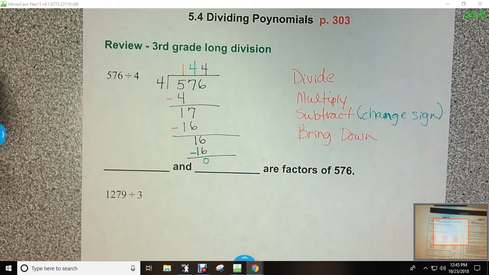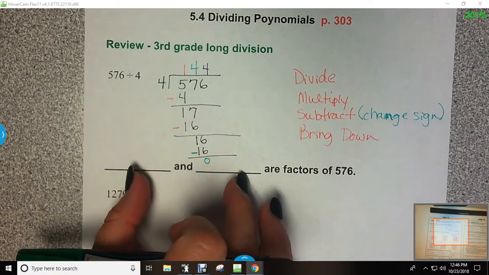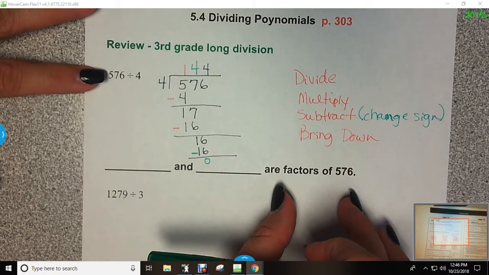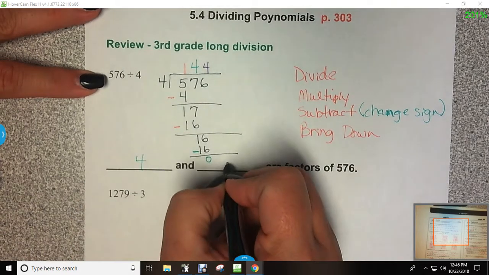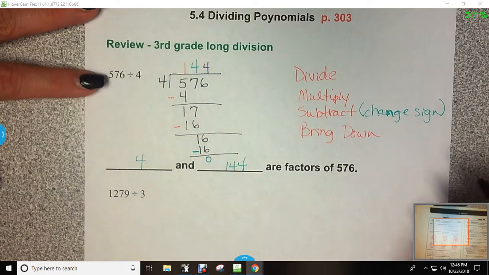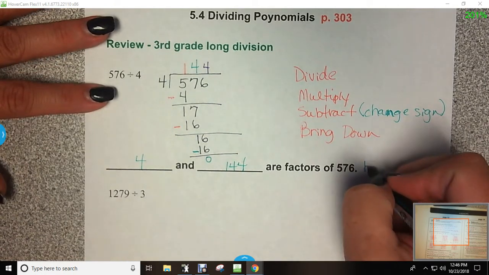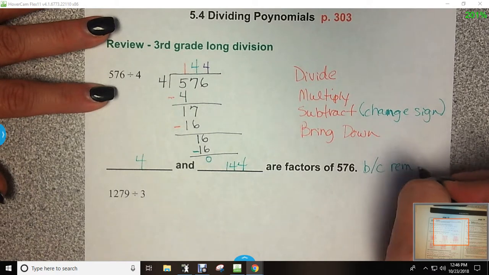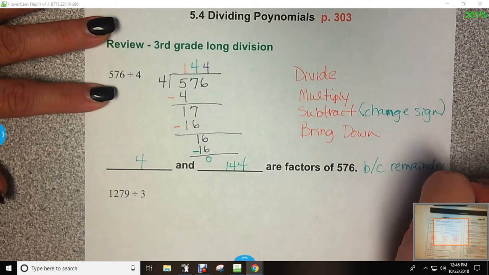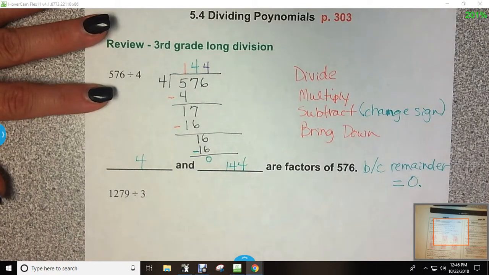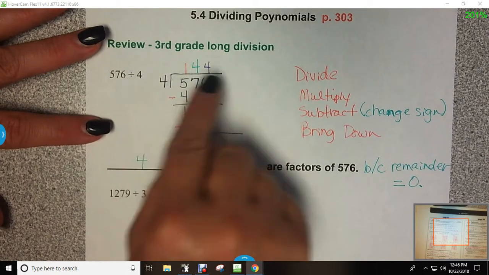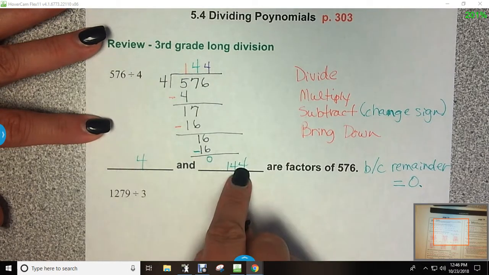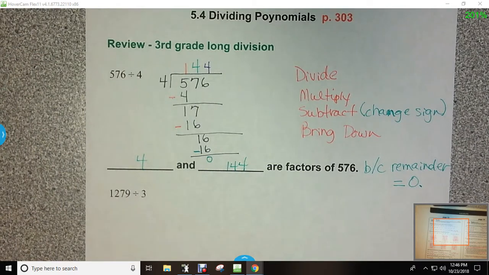You are done. So, what the question is asking this time is blank and blank are factors of 576. What goes in my blanks? 4 and 144. And the reason those two are factors is because the remainder is equal to 0. So when your remainder is equal to 0, the number in front of the house and the number on top of the house are factors of the number that's inside the house.